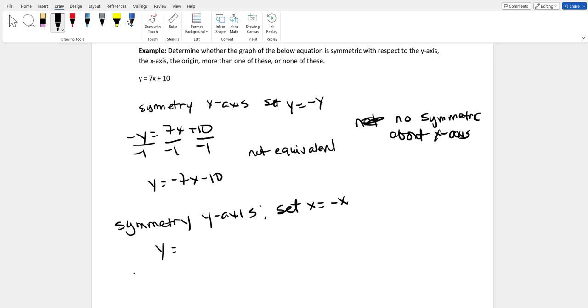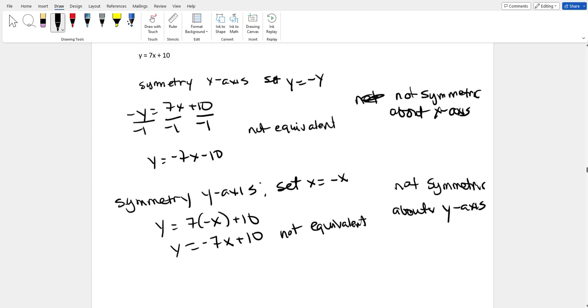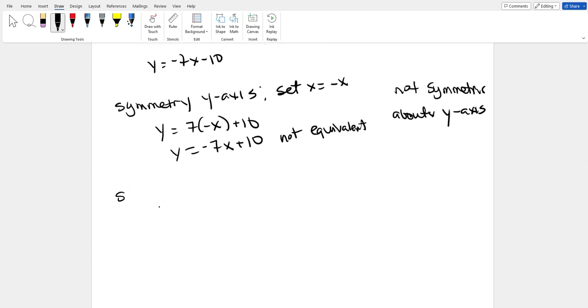And now we're going to see whether or not there's symmetry about the origin. We get negative y is equal to negative 7x plus 10. If we divide everything by negative 1, I end up with y is equal to 7x minus 10. As you can see, this is not equivalent to my original problem. So it's not symmetric about the origin.